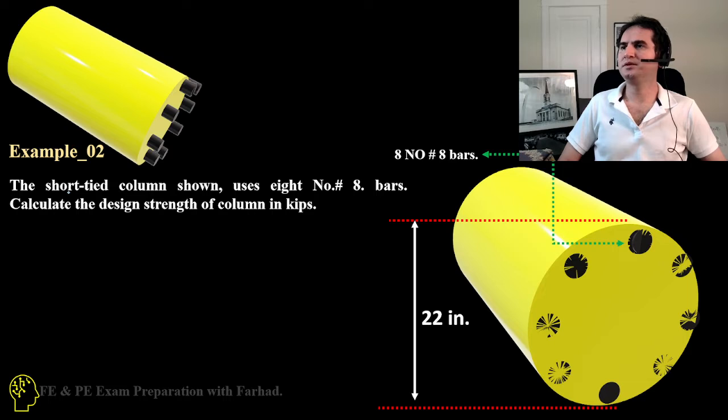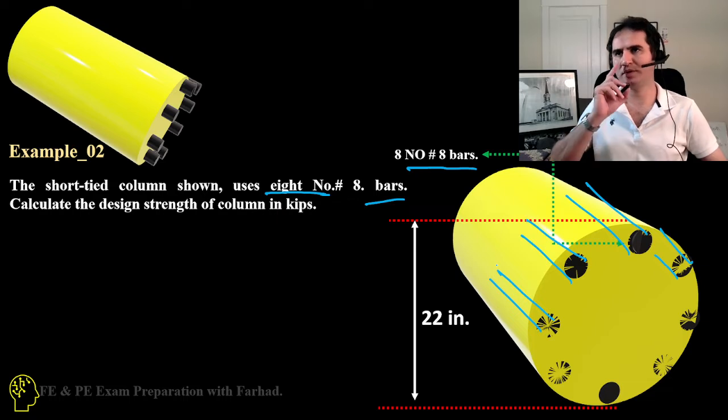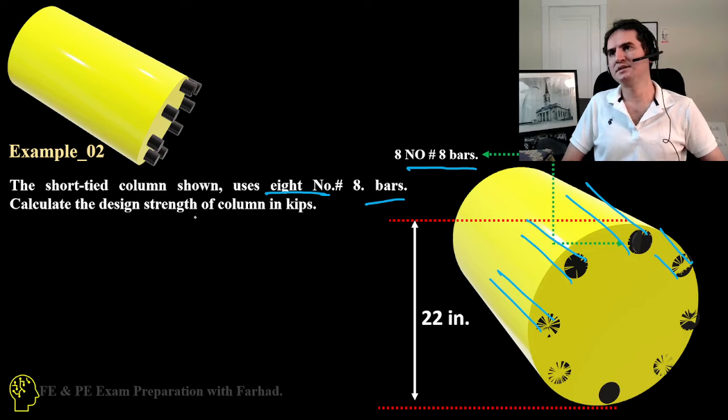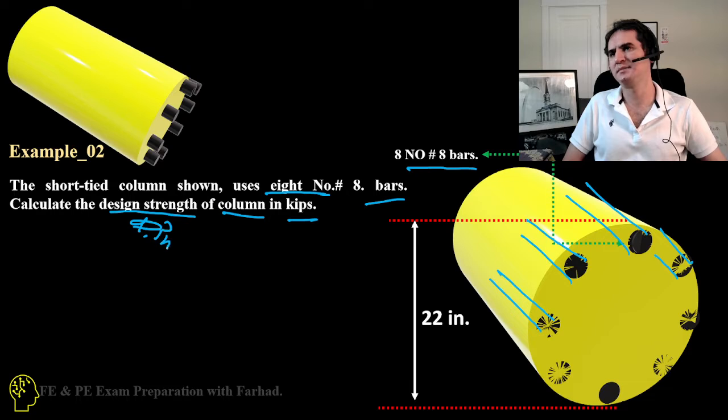In this example, we have a short tied column as shown in the figure, which has number 8 longitudinal rebars, as you can see here in the figure. We have 8 of these number 8 longitudinal rebars all around the circle. And we want to calculate the design strength of our column in kilopounds. So that's phi times Pn.